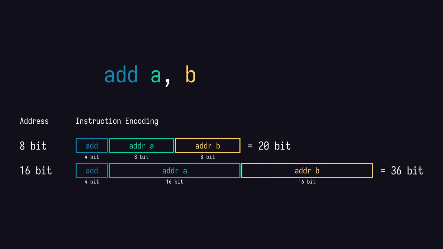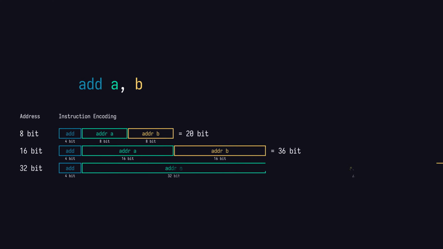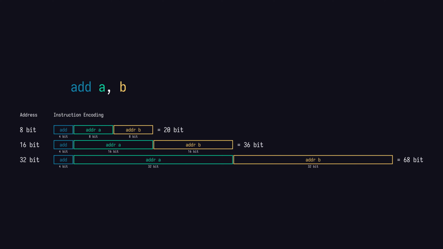And it gets even worse the more address bits we have. In a 32 or 64-bit system, we need 32 and 64 bits each to store the address of a and b inside the instruction, which is going to require a total of 68 or 132 bits for the instruction, which is a lot of bits.